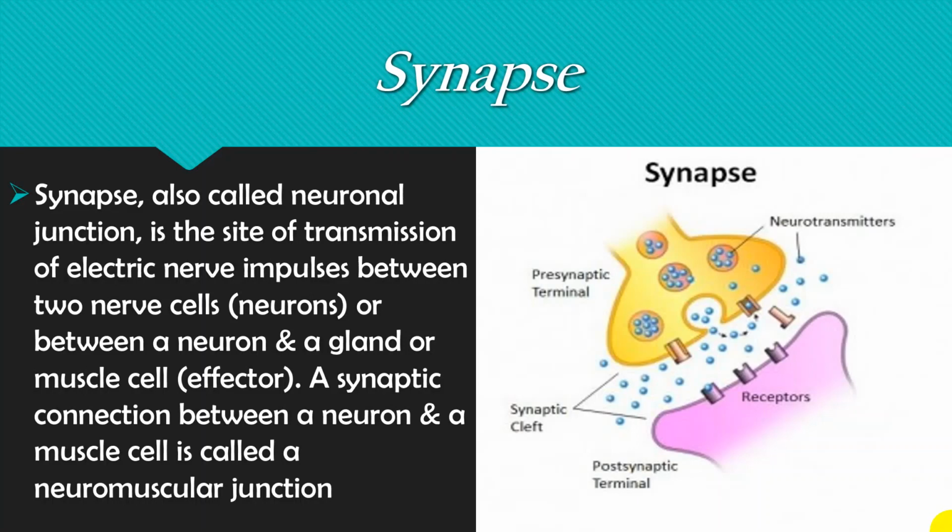Look at the picture in the right. It will show how the impulses move from one axon to another. As you can see, there are neurotransmitters, presynaptic terminal, and then in the middle the synaptic cleft, and the purple one is the receptor, postsynaptic terminal. So before synaptic terminal and after synaptic terminal.